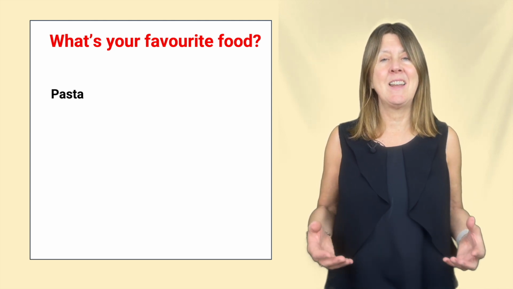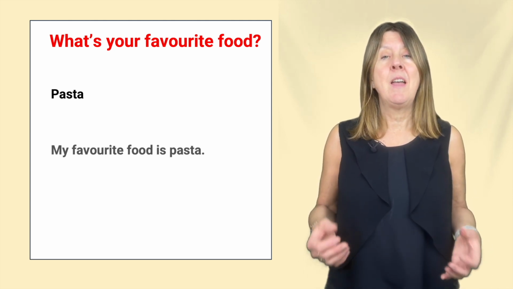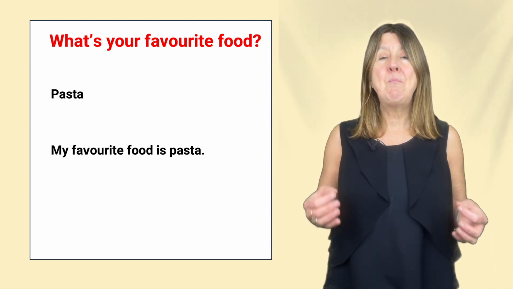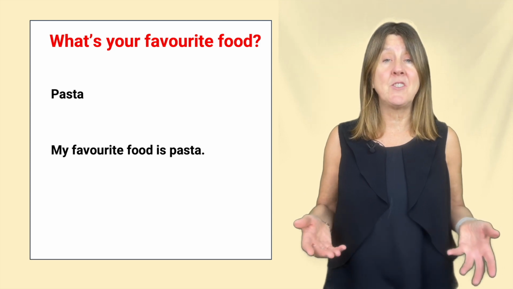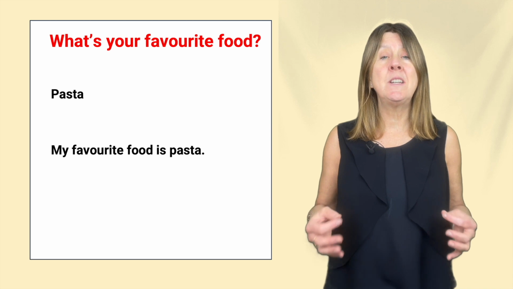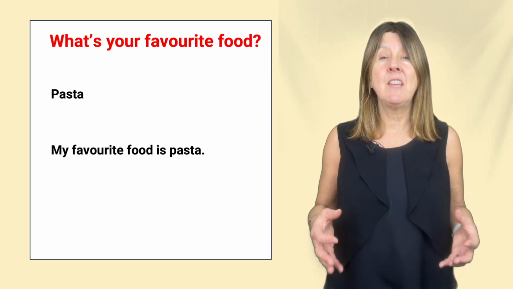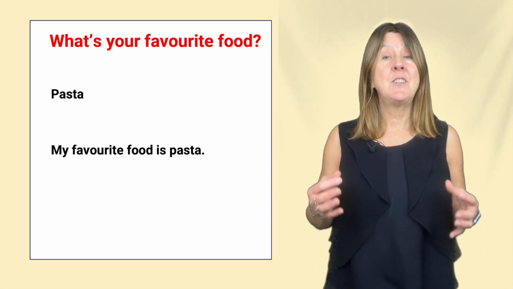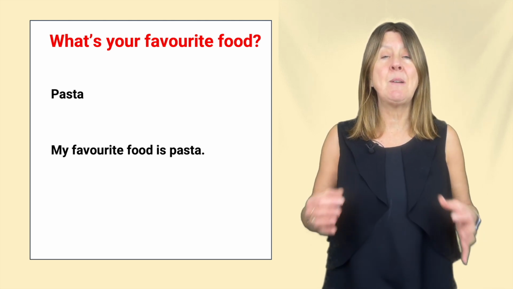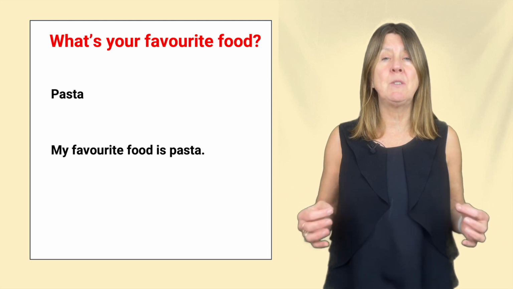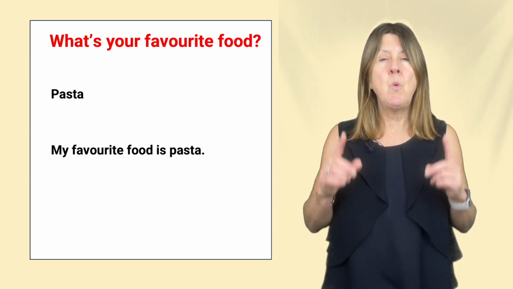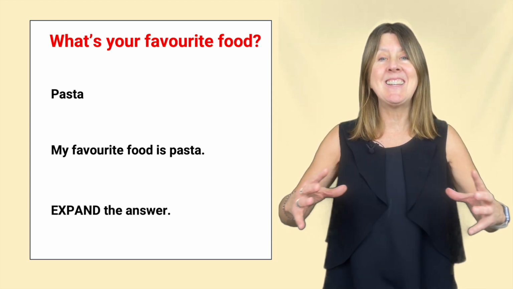Okay, let's try again. What's your favourite food? My favourite food is pasta. What do you think, guys? So basically, you just repeated the question and added a word on the end. You produced no independent language. There was nothing for the examiner to assess, as you didn't produce any language. You did not use the opportunity to maximise the language you produced, so as a result, you would score very badly. We need to expand our answer.